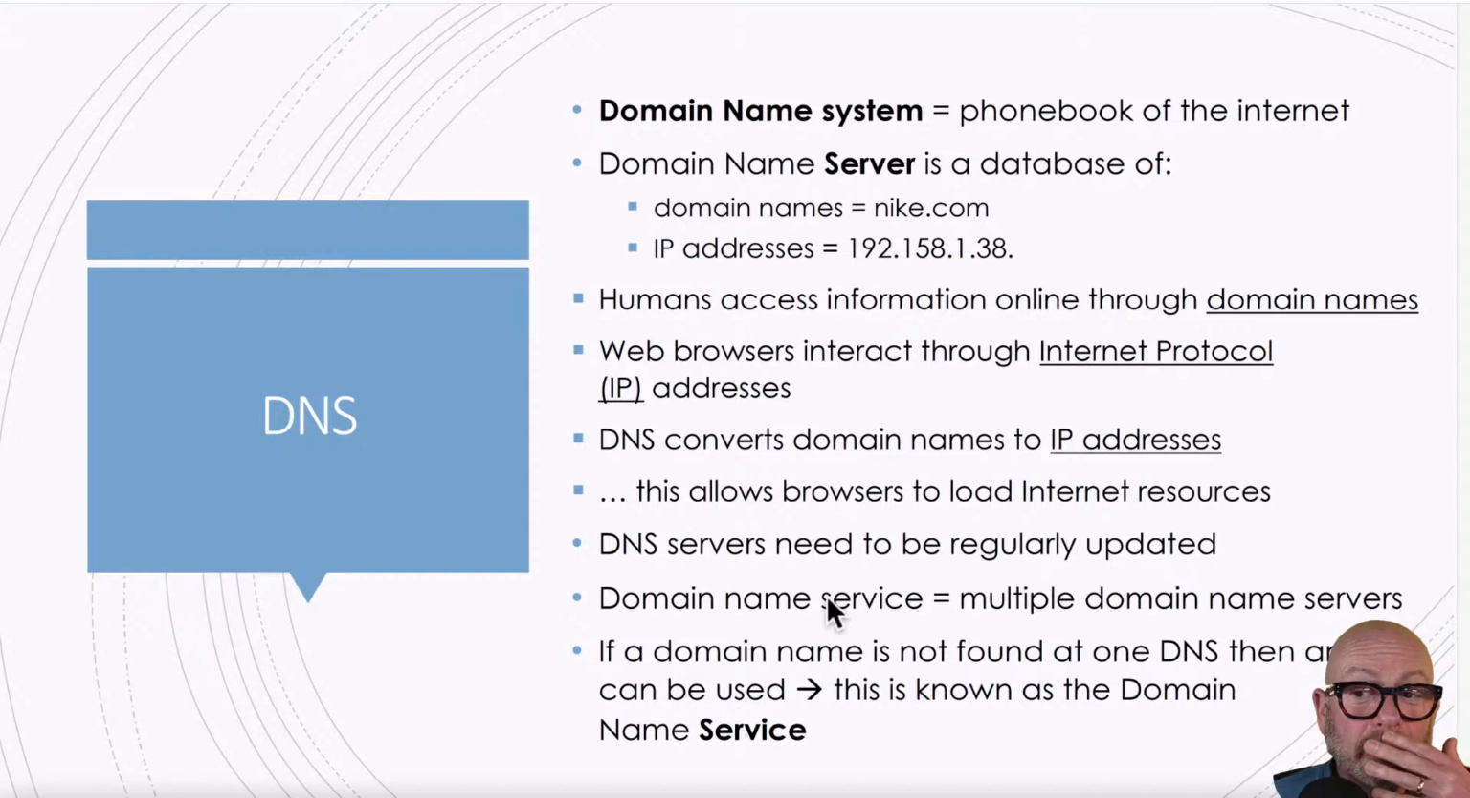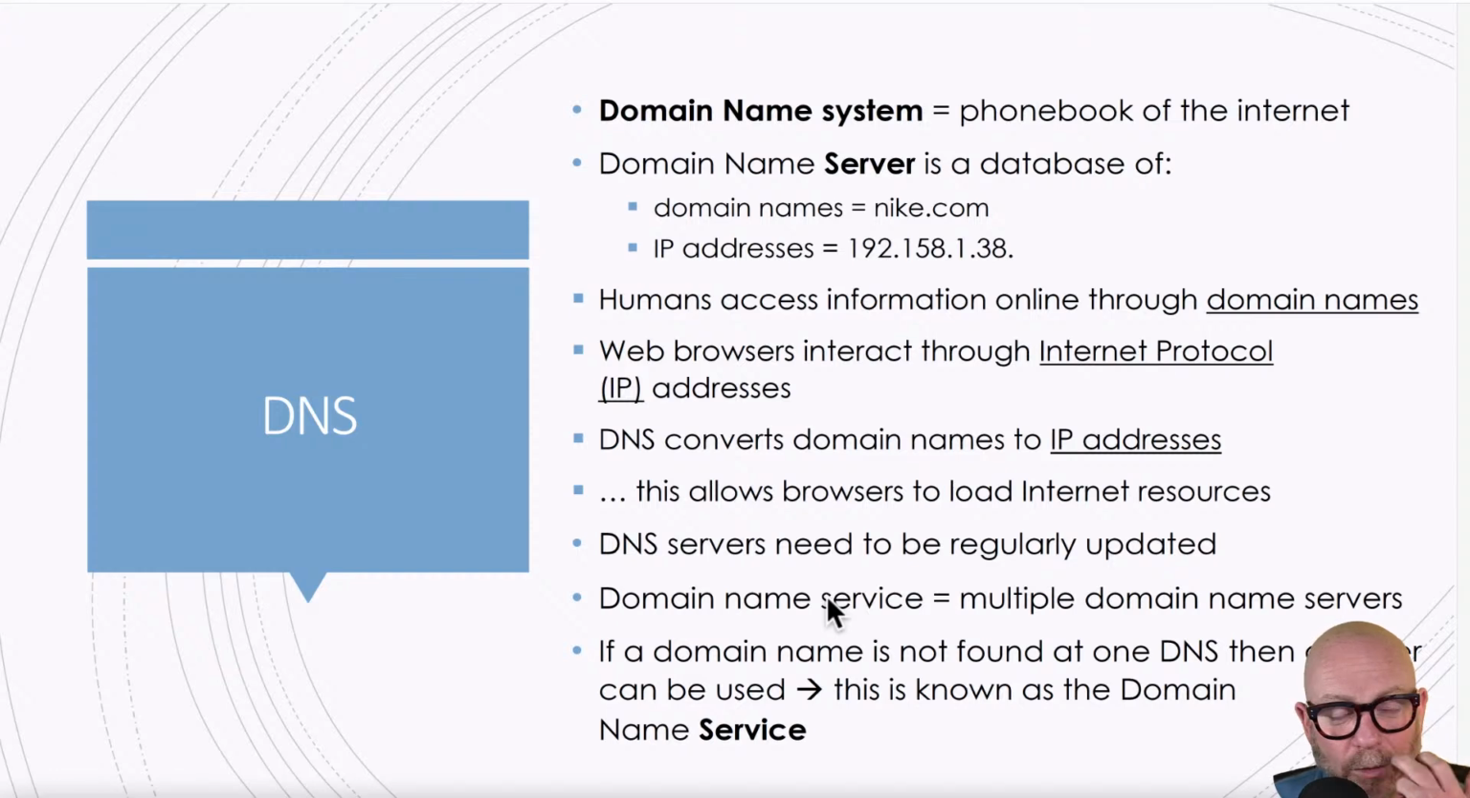Because I've got domain name system. This is what the overall system's called. But the domain name system consists of servers which contain basically tables. It's a database, a lookup table, which will have Nike.com, and then next to it have the IP address. So it's a phone book, okay?